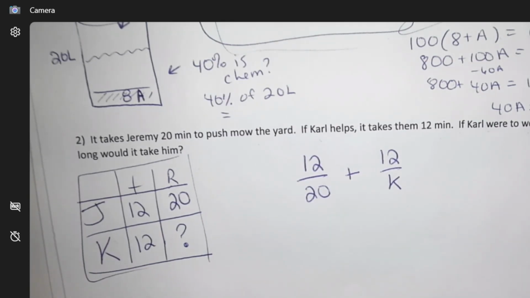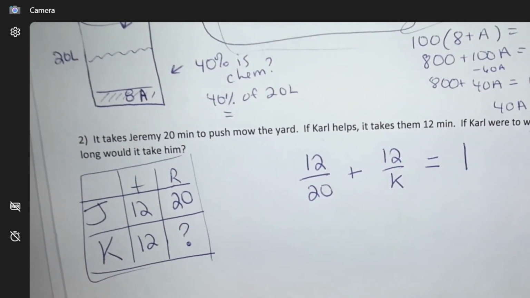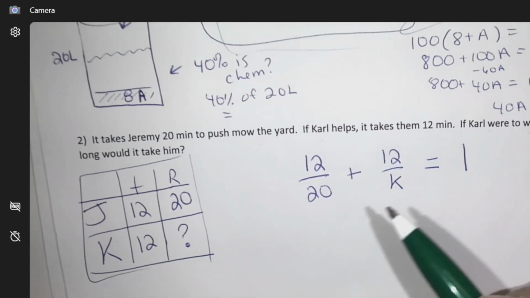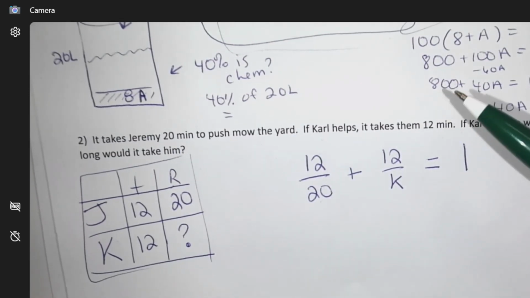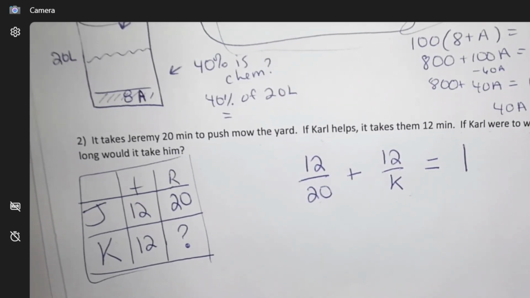So right, you can see them both mowing the lawn together. And this is a proportion, this is a portion. And together, they complete the entire yard. So this is the portion that he does, the portion he does, and together they're doing the whole thing. Okay, so does that make sense?